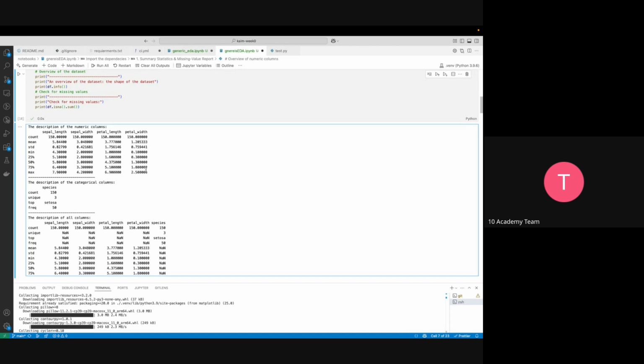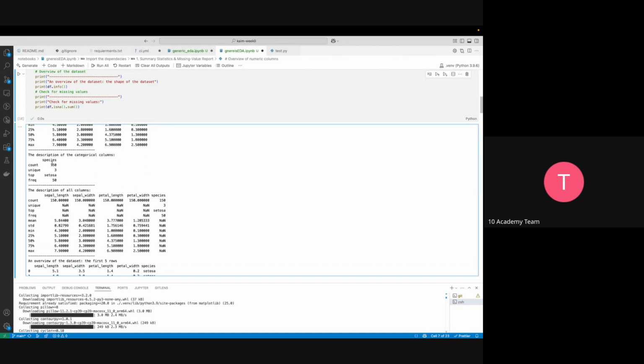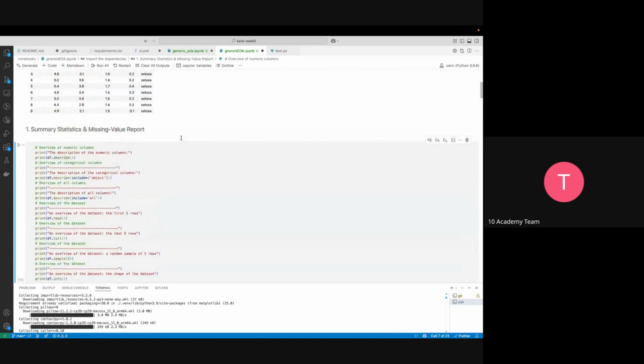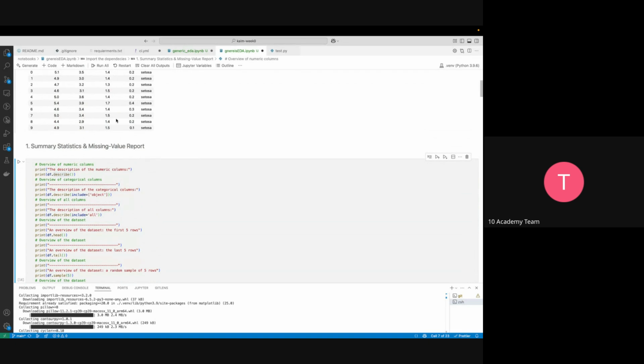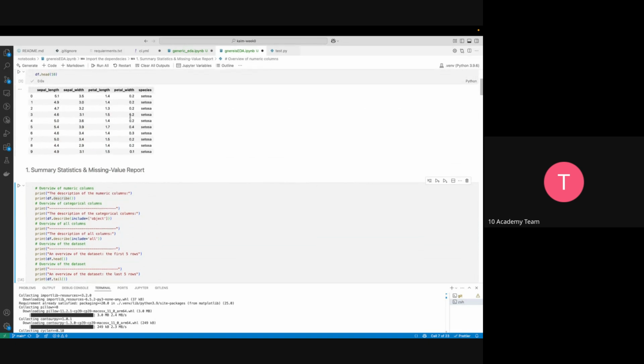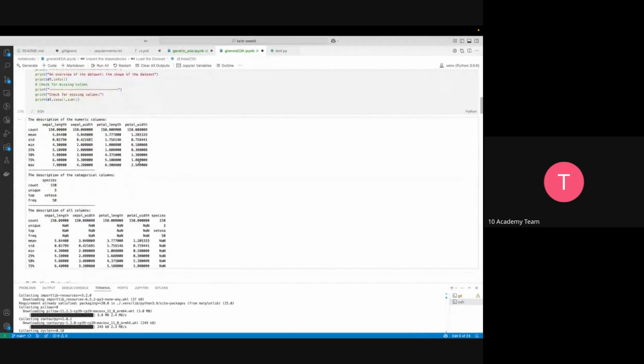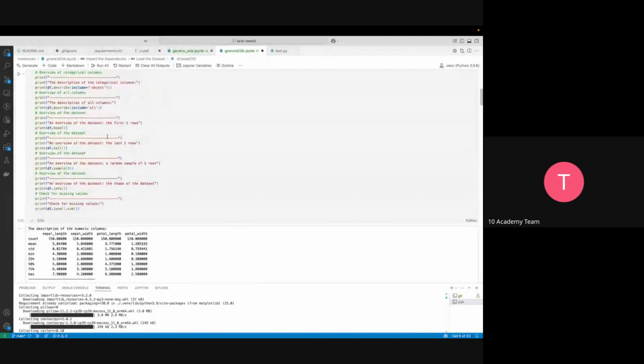We also have it here. And for the categorical, we have only one. So here, if you can see, we have 4 numerical columns and 1 categorical column, which is species. So this is for the second one.